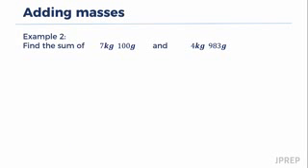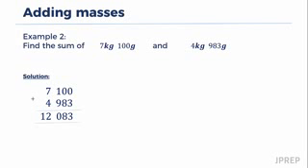Let's add the second one. We have 7 kilograms 100 grams being added to 4 kilograms 983 grams. We can align these as we just did, and then we solve for it. This will give us 12,083. This means we have 12 full kilograms and then 83 grams.